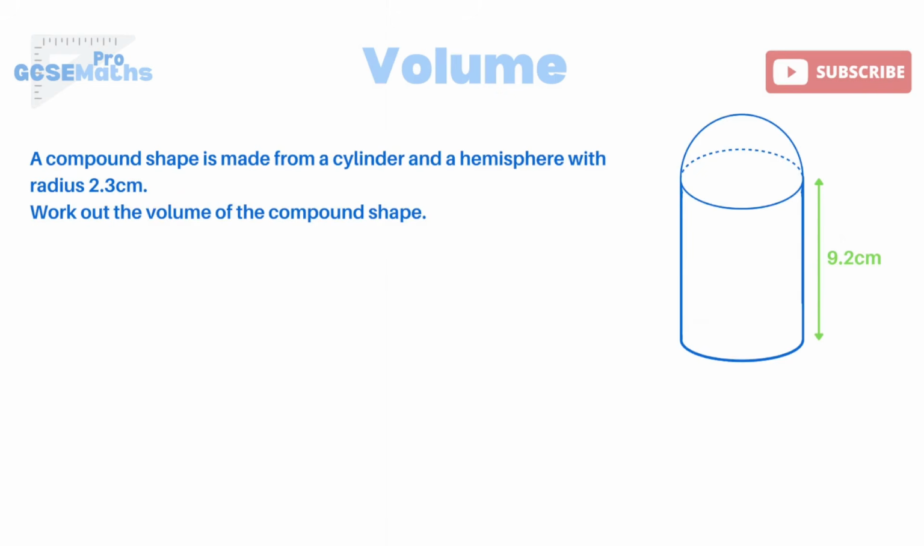Okay, a compound shape is made from a cylinder and a hemisphere with radius 2.3 centimeters. So both of them have that radius. So here we have 2.3 centimeters halfway across. Work out the volume of the compound shape.